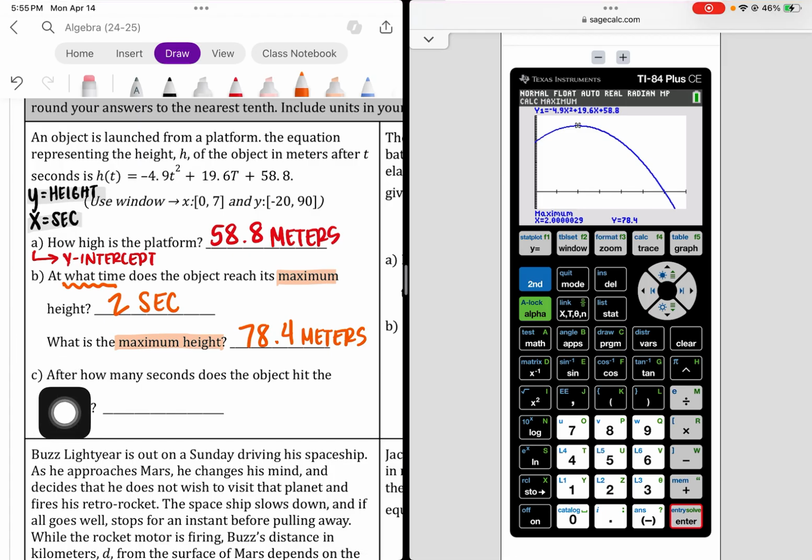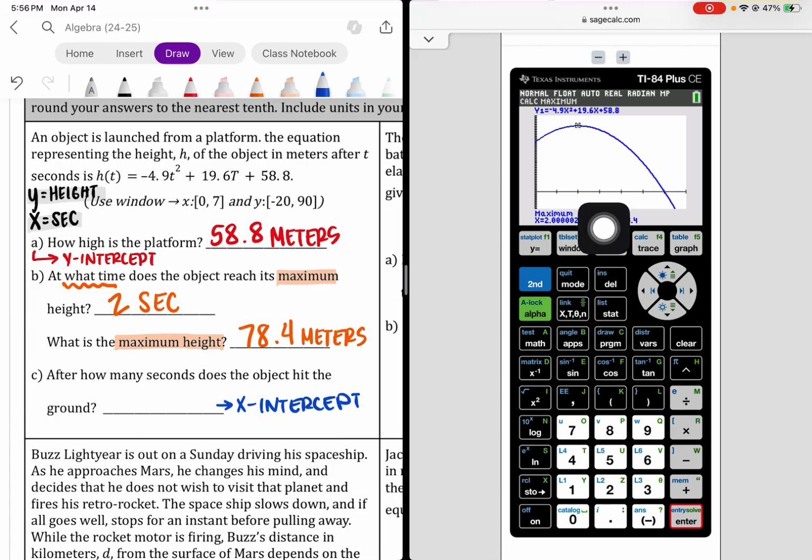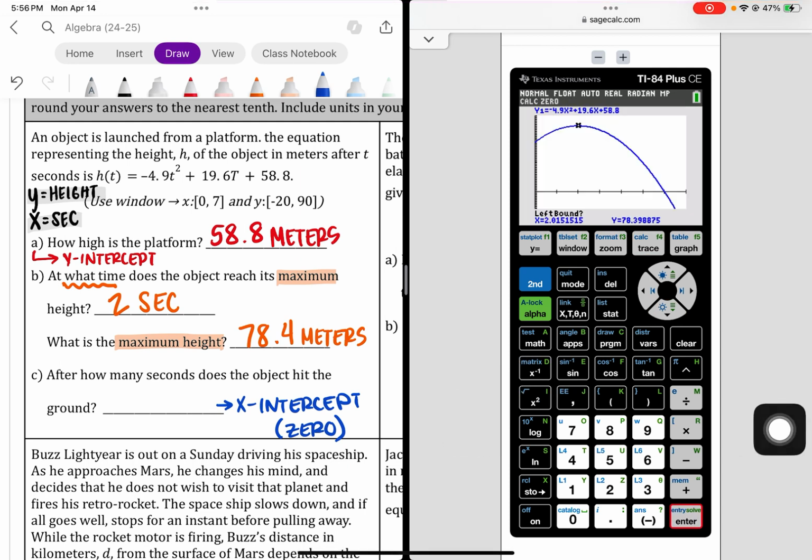All right, last question. After how many seconds does the object hit the ground? We're looking for seconds. So we want to know if we hit the ground, we know that our height has to be 0. So we're looking for our x-intercept. So let's write that down. We're looking for our x-intercept, one of our zeros. All right, so let's go ahead and figure out how we're going to find that. So again, we're going to calculate a new point. Don't forget that the x-intercept is also called your 0. So when we come over here, we're looking for the word 0. So we're going to either click 2 or jump down to the number 2, enter.